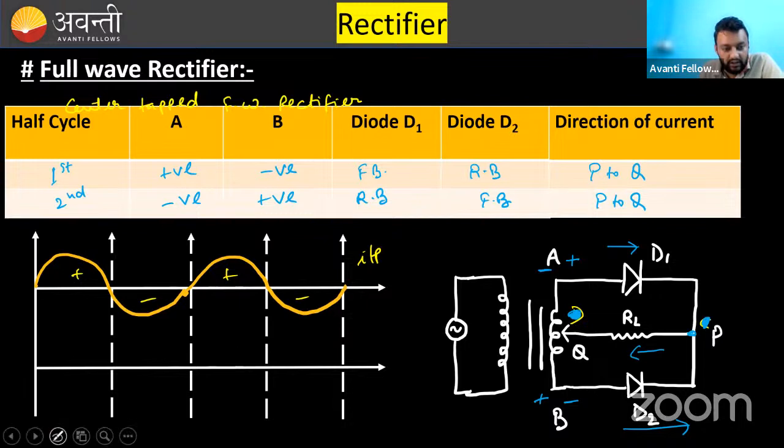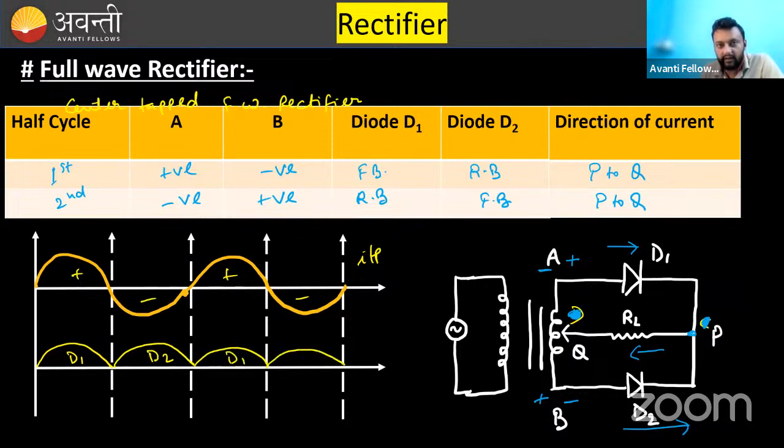That means we can draw the output waveform. In the positive half cycle, which diode conducts? D1 conducts. In the negative half cycle, current is in the same direction. Which diode conducts? D2 conducts. Again, D1 will conduct and again D2 will conduct.